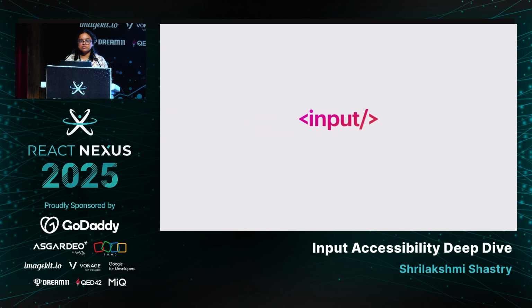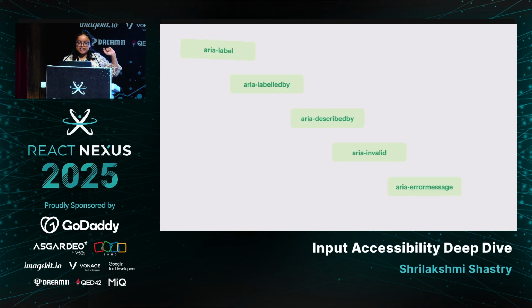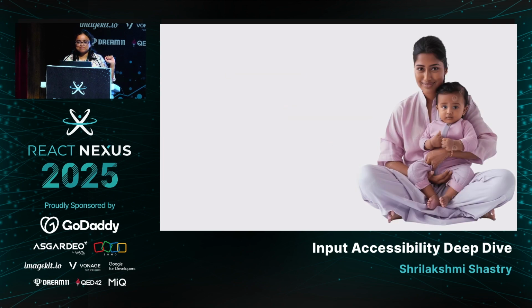Let's learn how to provide accessible label, accessible description, and provide the errors in a very accessible way by using ARIA label, ARIA labeled by, ARIA described by, ARIA invalid, and ARIA error message. First one is ARIA labeled by.